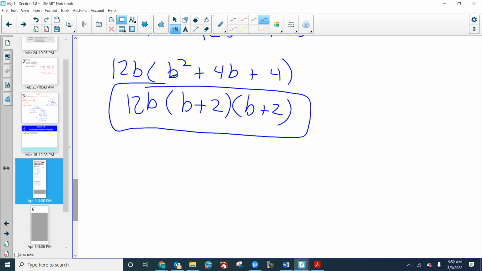Can we do like b plus 2 squared? Absolutely. You can write it like this. As a matter of fact, in a book or something, you're 100% right, Makana. This is probably how you would see the answer written. That's probably how you would see it written.